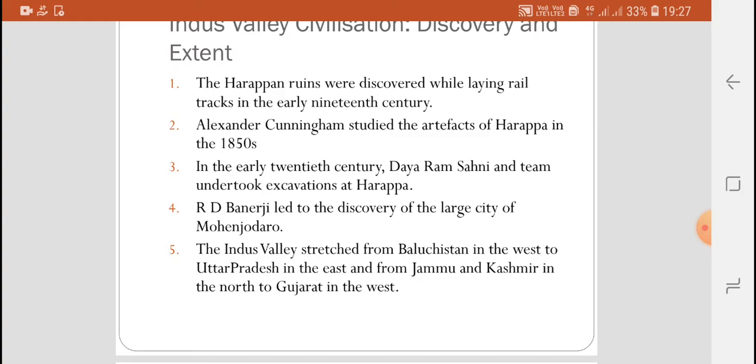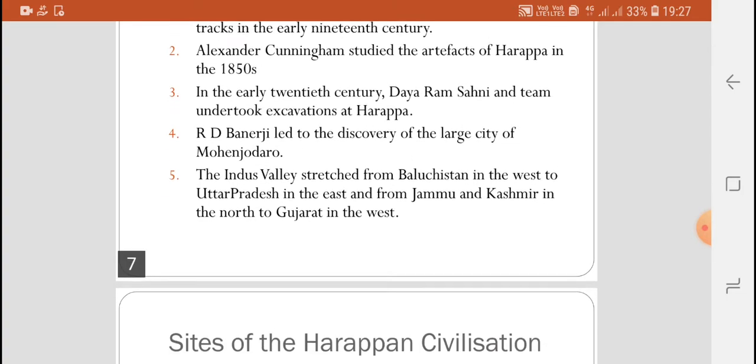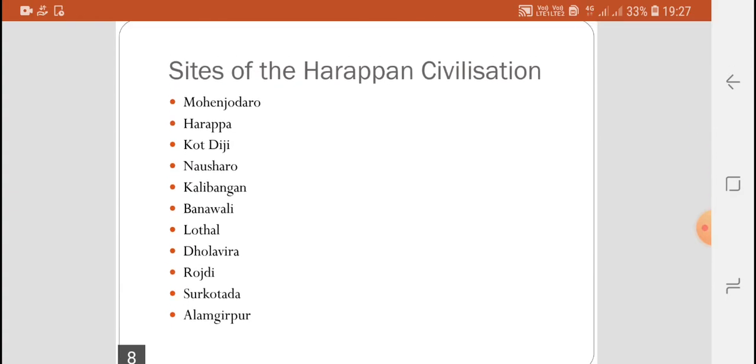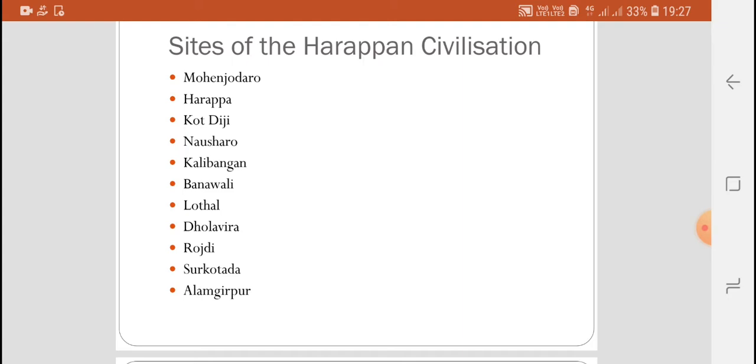So we can see even on the map that the Indus Valley stretched from Baluchistan in the west to Uttar Pradesh in the east and from Jammu and Kashmir in the north to Gujarat in the west. The different sites of Harappan civilization, as we've seen on the map as well, were Mohenjo-daro, Harappa, Kot Diji, Nausharo, Kalibangan, Banavali, Lothal, Dholavira, Rojdi, Sarkodada and Alamgirpur.